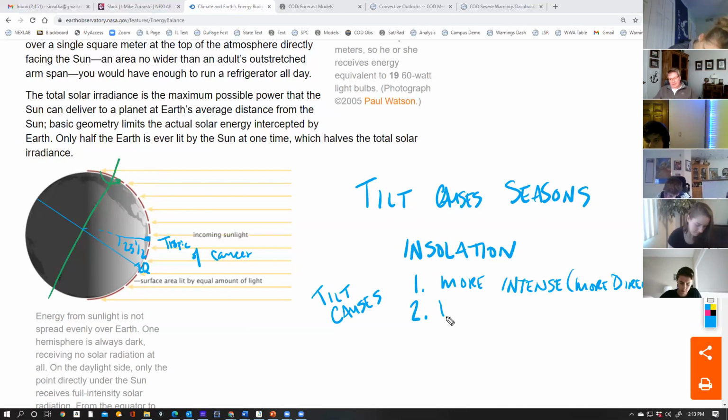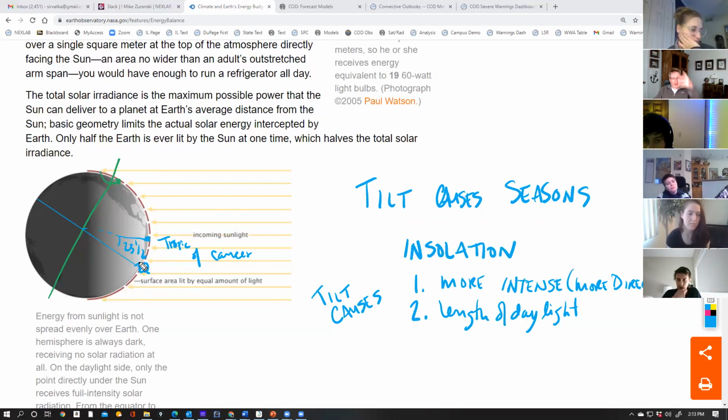The day length. Right? The length of day, which is really the length of daylight. The days are longer when it's in the summer hemisphere. So remember, insolation is based on two things, intensity and the duration. And both of those are changing as the sun goes over a different location. So we get these big variations annually.